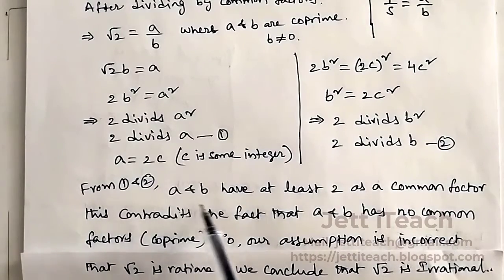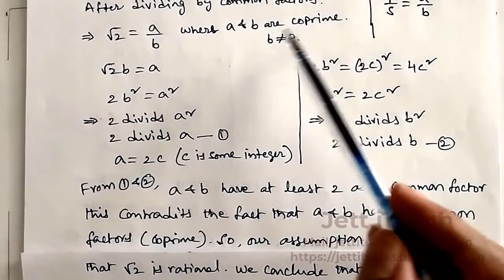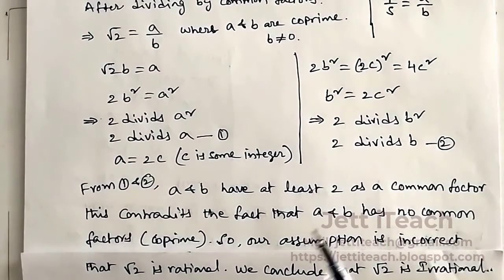From 1 and 2, a and b have at least 2 as a common factor. This contradicts the fact that a and b have no common factors, co-prime. Okay, a and b should not have any common factors because both are co-prime. I wrote here. So our assumption is incorrect that root 2 is rational. Initially we assumed that root 2 is rational, right? So that assumption is incorrect. So we conclude that root 2 is irrational.